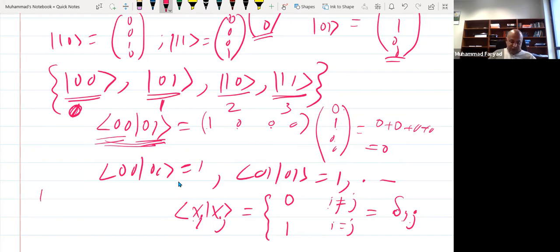Where I have defined x0 as 0, 0, x1 as 0, 1, and so on. x2 is 1, 0, and x3 is 1, 1.